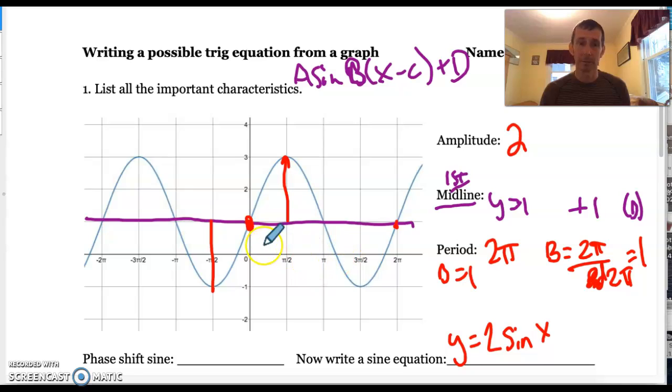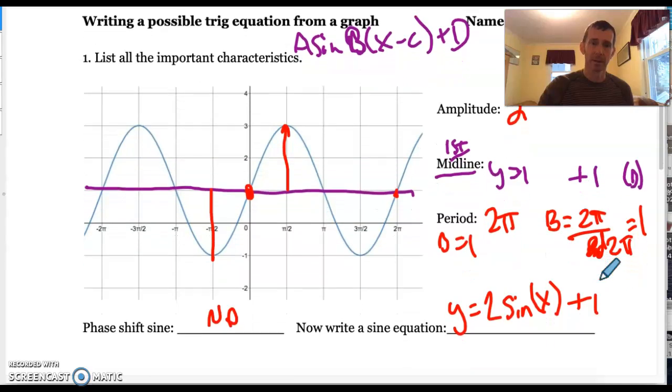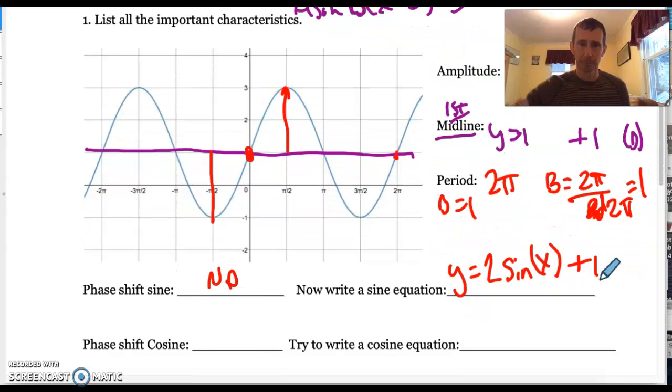I don't need to write it there. And then I'm going to look, is there a phase shift for sine? Did I leave my original normal starting point? And I didn't. So there is no phase shift for sine, so I don't really have to worry about the c value at all. And then I know I have a plus 1 on the outside. Voila, I'm done. Now the tricky part is doing cosine.